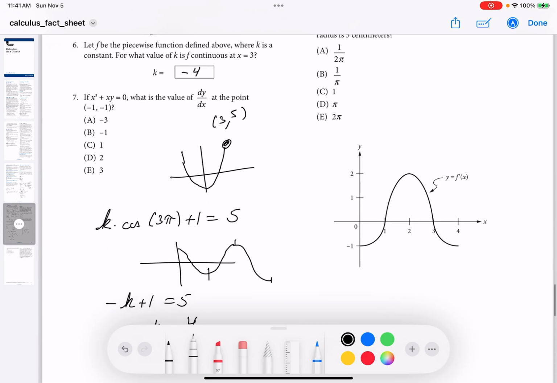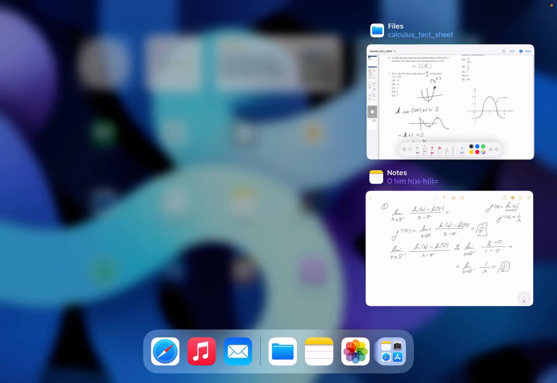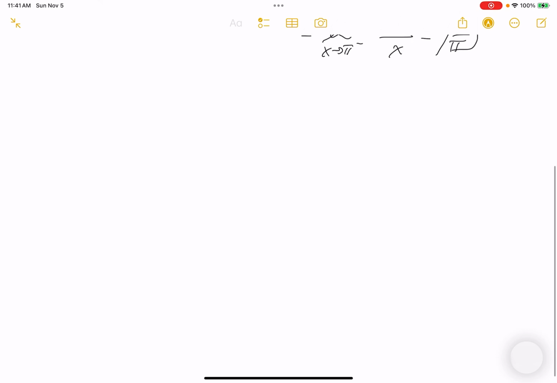7 is an implicit differentiation problem. I'm going to go to the whiteboard to do it. Let's go back to the whiteboard. And this is number 7. So number 7, what do I get? I get x cubed plus xy equals 0. They tell me the point on the curve is minus 1, minus 1, which certainly satisfies that equation, by the way, because minus 1 would be the first term, the second term would be plus 1, and that would give you 0.